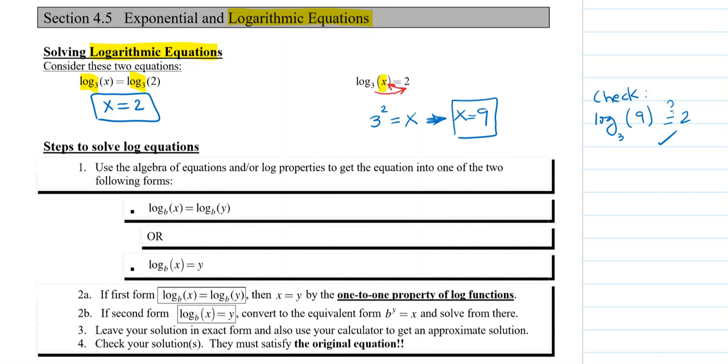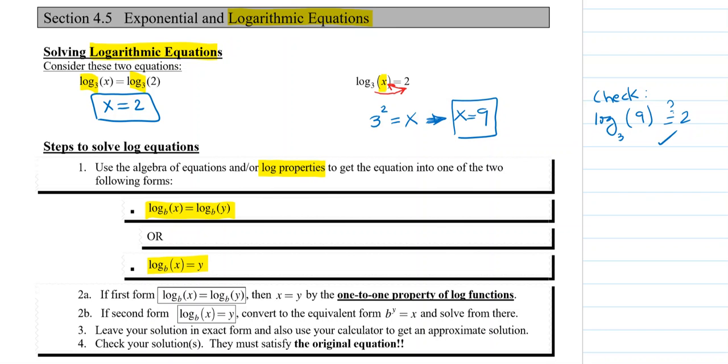So you want to look for these two forms. If your equation doesn't look like one of these two forms, then see what you can do to make it look like that. You may have to use properties of logarithms like the product law, the quotient law, the power law. You might have to do some algebra, subtract something from both sides, divide both sides by something to make it look like this.